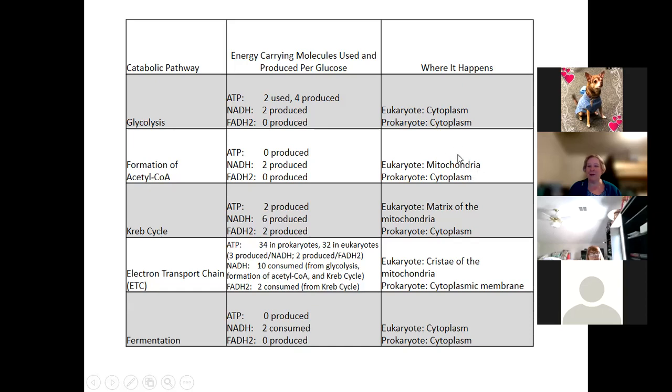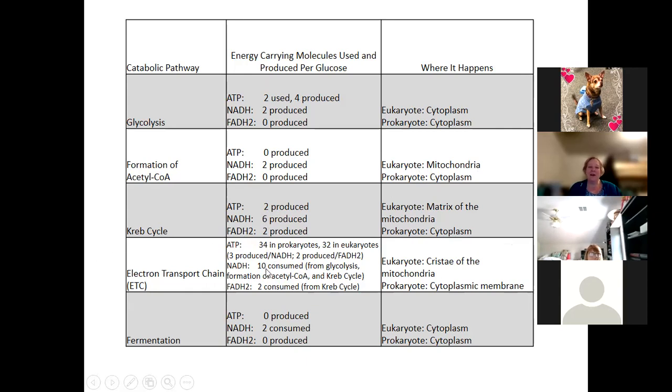In eukaryotes, it's the mitochondria; in prokaryotes, it happens in the matrix. I should have put that up there. Okay, Krebs cycle. I get 2 ATP, 6 NADH, 2 FADH2. This happens in the matrix of the mitochondria. It happens in the cytoplasm of the prokaryotes.